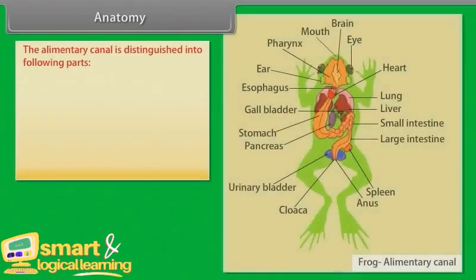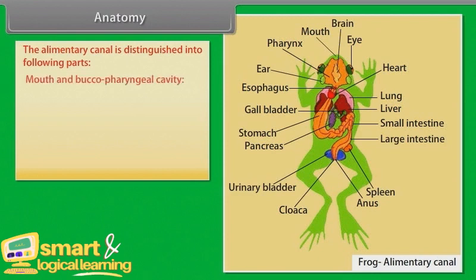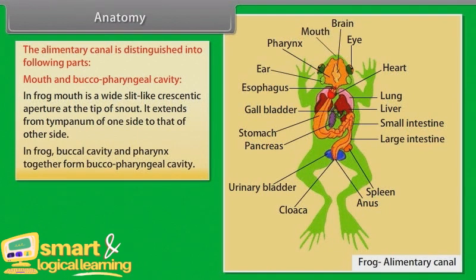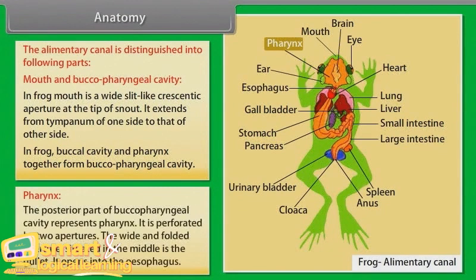Anatomy. The alimentary canal is distinguished into the following parts: mouth and buccopharyngeal cavity. In frog, mouth is a wide slit-like crescentic aperture at the tip of snout. It extends from the tympanum of one side to that of the other side. In frog, buccal cavity and pharynx together form buccopharyngeal cavity. Pharynx. The posterior part of buccopharyngeal cavity represents pharynx.